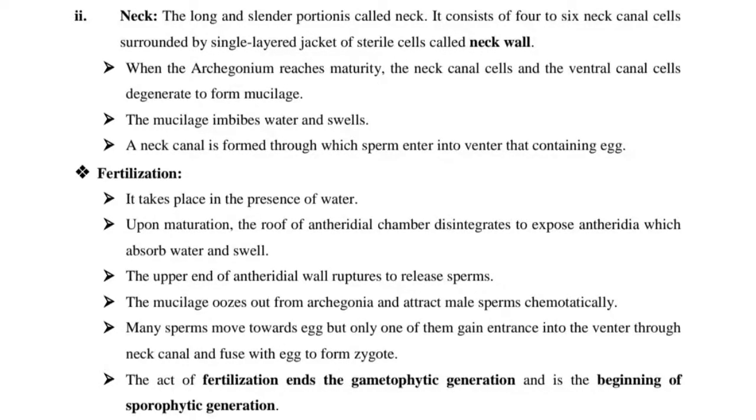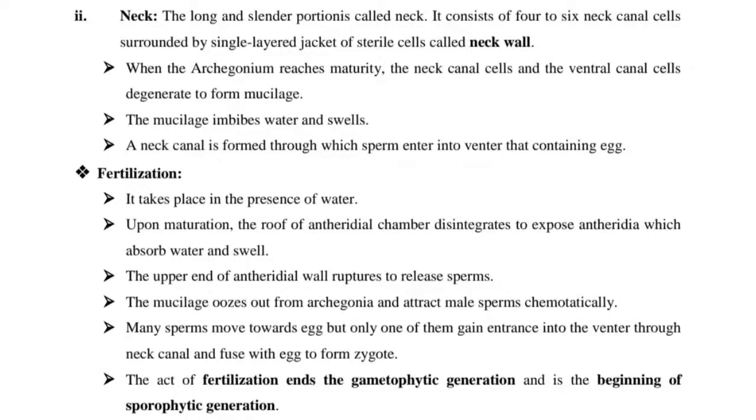Upon maturation, the roof of the antheridial chamber disintegrates to expose antheridia, which absorb water and swell. The upper end of the antheridial wall ruptures to release sperms. The mucilage oozes out from archegonia and attracts male sperms chemotactically.